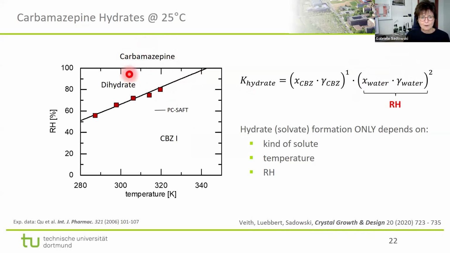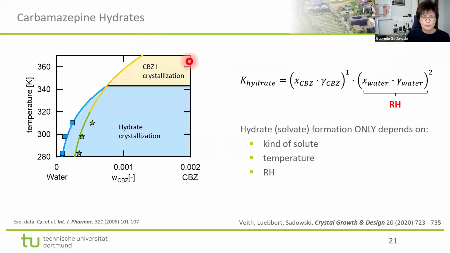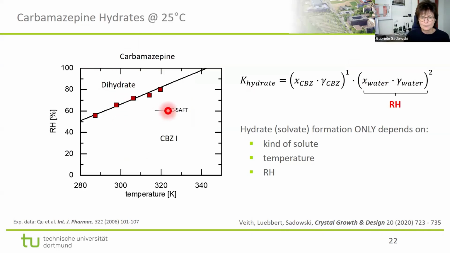This is the same substance, carbamazepine, and this is carbamazepine 1 at high temperatures or at low RH. I go once back. At high temperatures, I get the anhydrate or at low RH values, which means low water compositions in a liquid. And this is what you actually see here. If I want to get the anhydrate, I have to go to high temperatures and or low RH. And then there's a transition between this anhydrate and the dihydrate, which is determined by this experimental data.